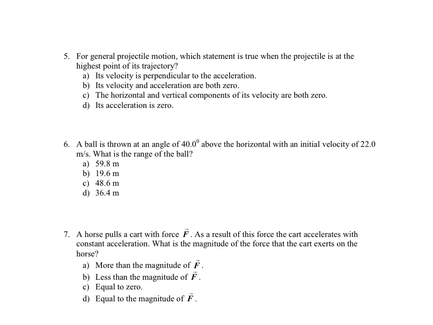Okay, next problem, number 5. It says, for general projectile motion, which statement is true when the projectile is at the highest point? So before you even read the answers, maybe you look at what you know about projectile motion. It looks like this is a parabola, and they are talking about the highest point. This is the highest point. Now the highest point is the point where you have no y component of velocity, but you still have an x component of velocity.